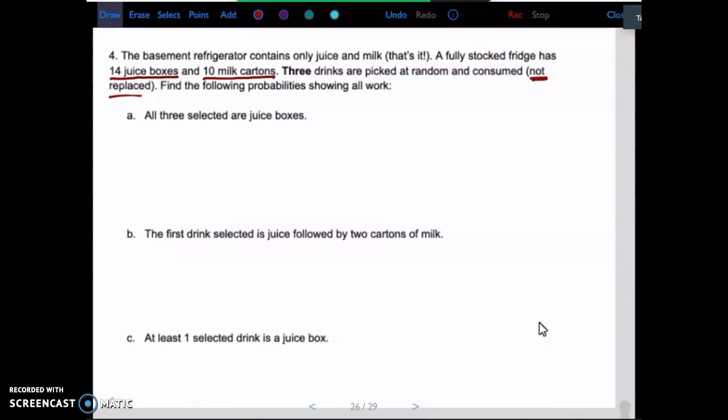So find the following probabilities. All 3 selected are juice boxes. So it goes juice, juice, juice. This is how I do them. So we got a total of 24 different drinks. We have 14 juice boxes out of the 24. And then I go ahead and I drink one. So now I have 13 juice boxes out of the 23 that are left. And then finally, I drank one of those again. So I have 12 juice boxes out of the 22.